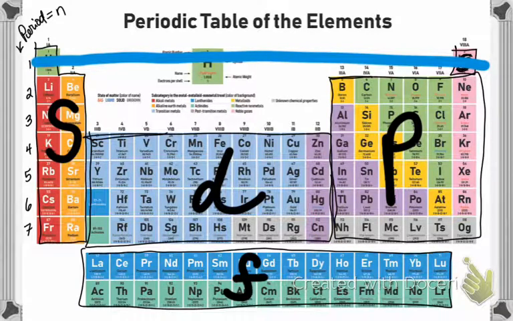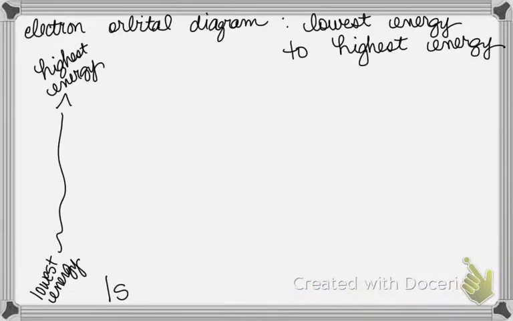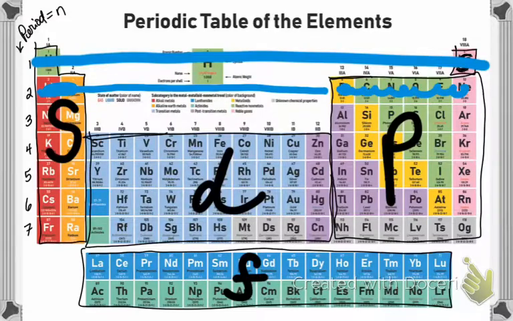What comes next? Aren't these 2s? And as you leave here, you cross over to here. What are these? Those are 2p. So next comes 2s and then 2p. What comes next? 3s and then 3p.